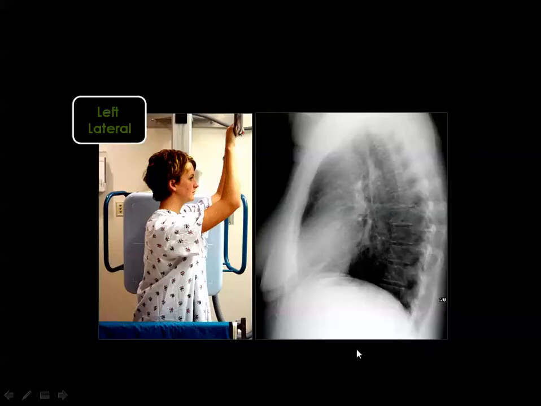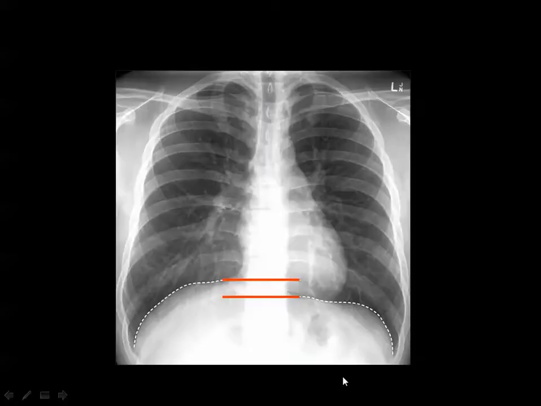Whenever you want to have a lateral view, you should specify the side of interest. If the left side is the side of interest, then this side will be close to the film, and this is the left lateral view. And the decision of the lateral view is usually based on the appearance of the chest in the frontal view. Then if the pathology is in the left lung, you should have a left lateral. If the pathology is in the right lung, you should have the right lateral view.